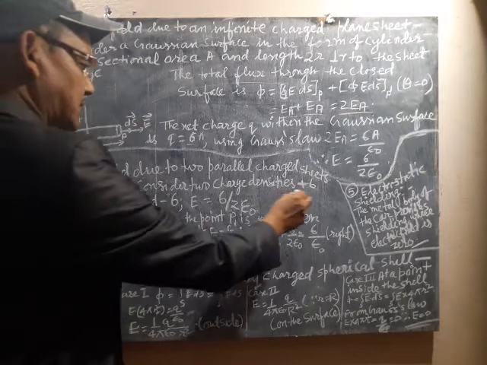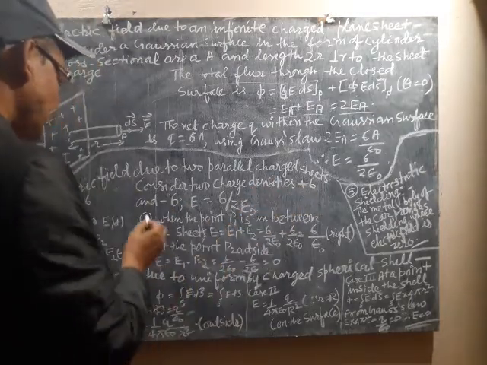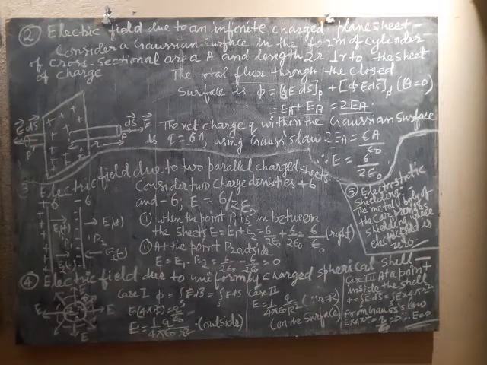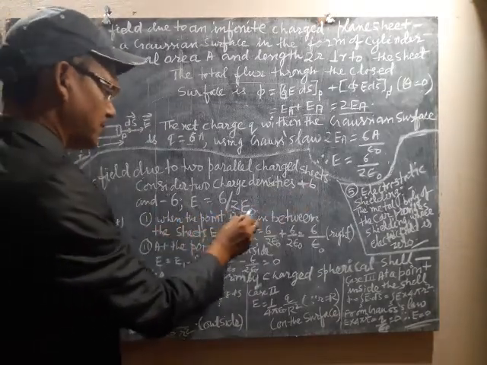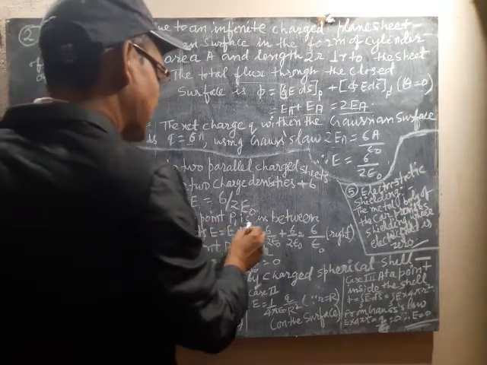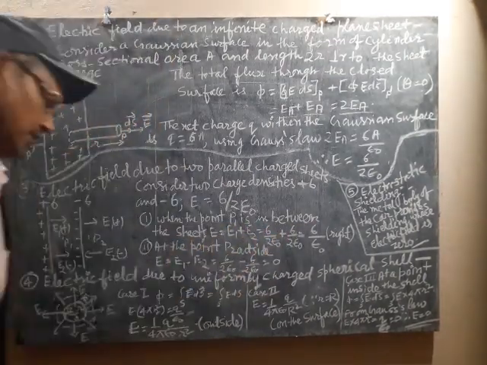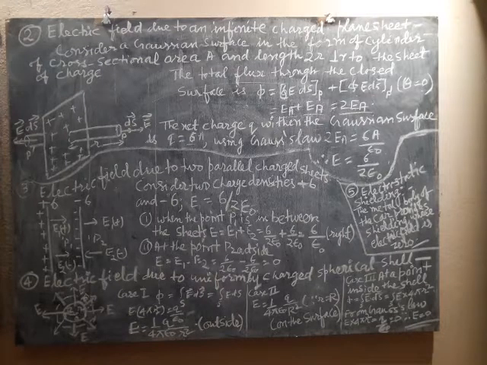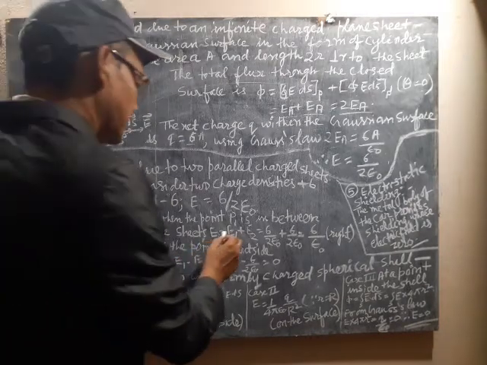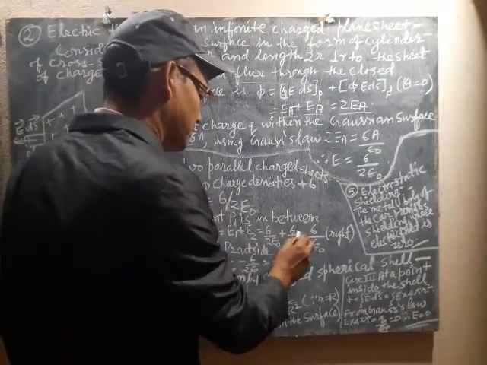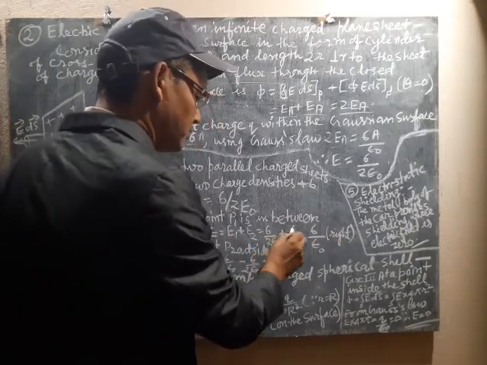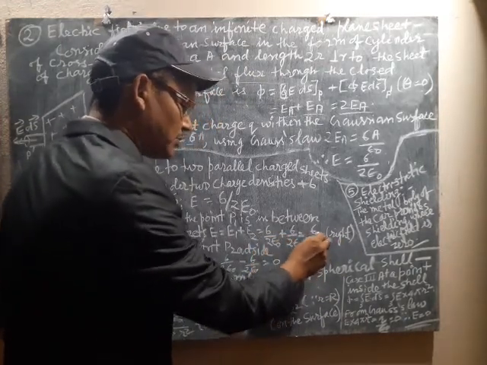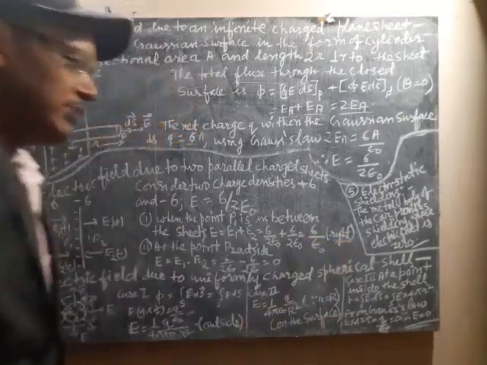Consider two charge densities, plus sigma and minus sigma, each giving sigma by 2 epsilon 0. When point P1 is in between the sheets, E is equal to E1 plus E2, sigma by 2 epsilon 0 plus sigma by 2 epsilon 0, which is sigma by epsilon 0, directed toward the right side.